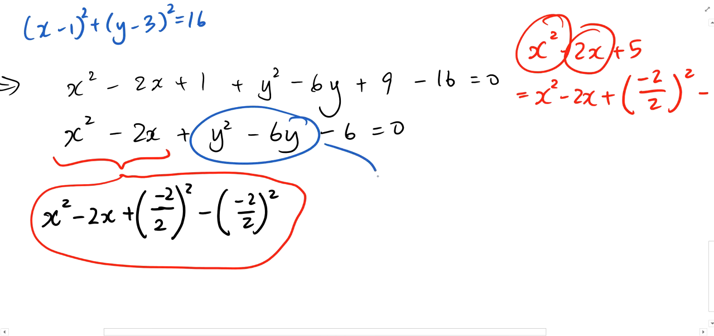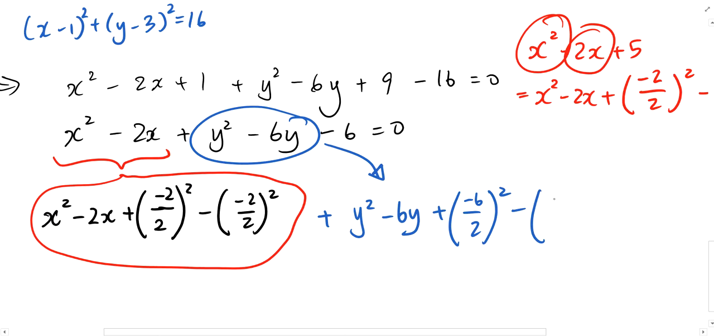For this part, I shall put it over here in blue color. We have y squared minus 6y, then plus a certain number, which is negative 6 divided by 2, and I square it. What is that? Negative 6. So I must subtract it away again: negative 6 over 2 squared. Am I right? Then minus 6 equal to 0. So there are two completing the squares inside.